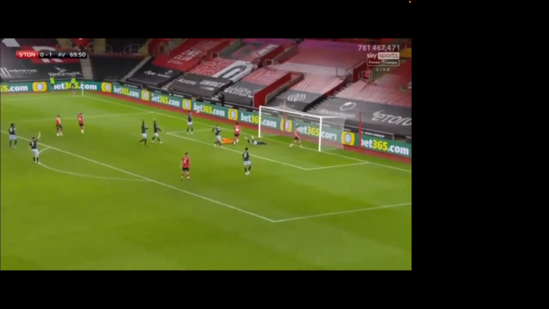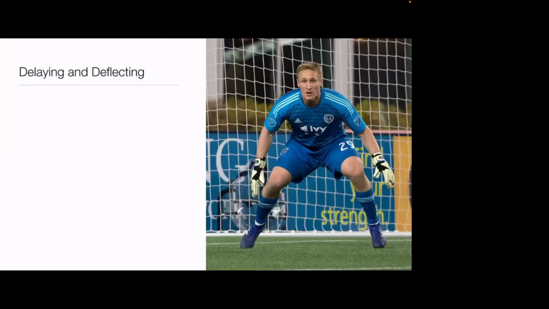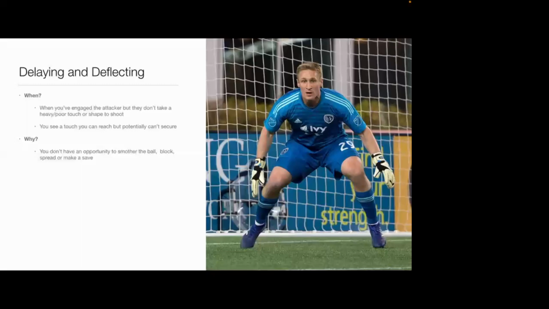Delaying and deflecting. So when you've engaged the attacker, but they don't take a heavier or poor touch, or don't shape to shoot. So they're literally at this moment in time trying to work an opportunity. You may see a touch, but you potentially can't secure the ball. So why? You don't have an opportunity to smother the ball, block the ball, spread, or make a save. And you don't think that you can secure the ball. So what are you going to do?